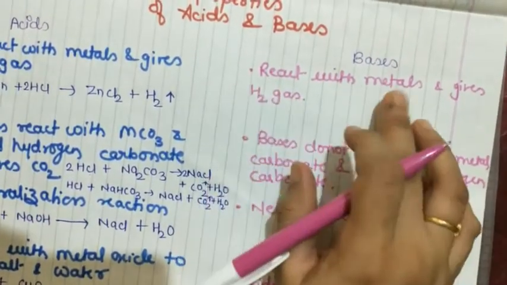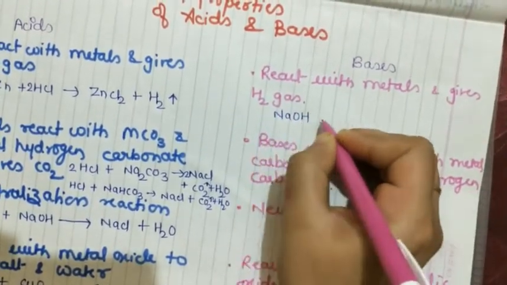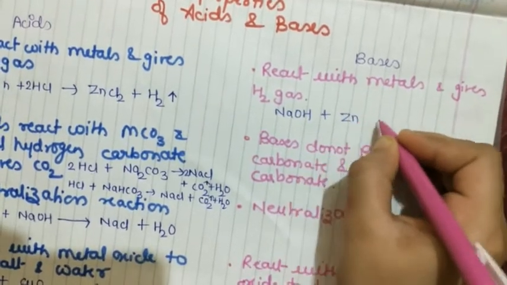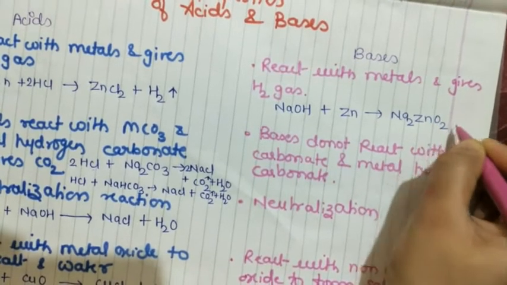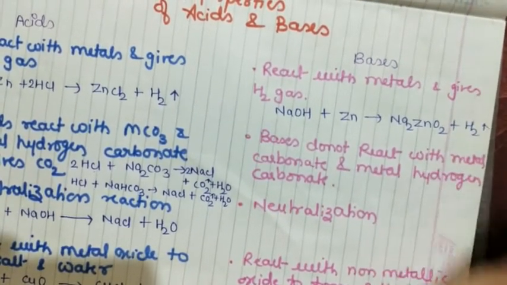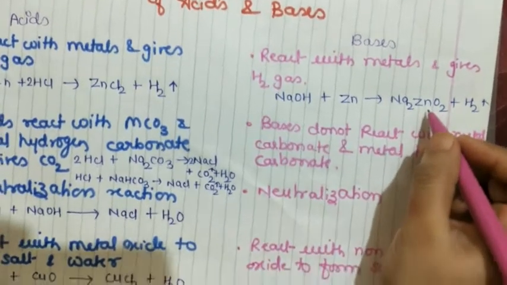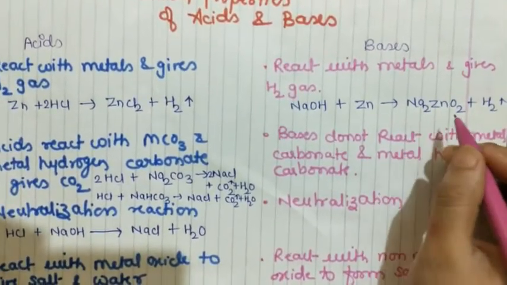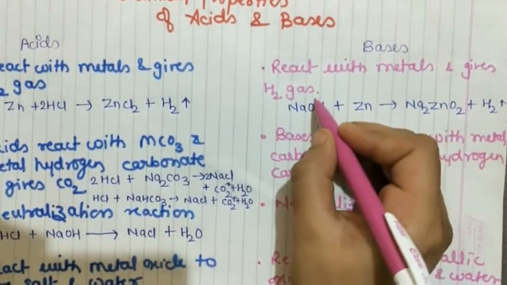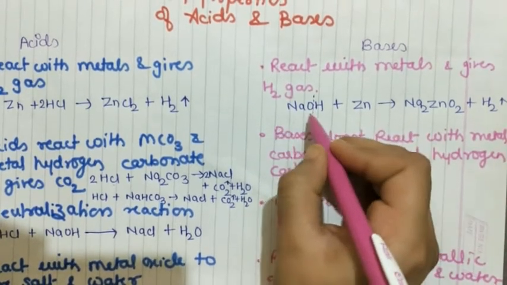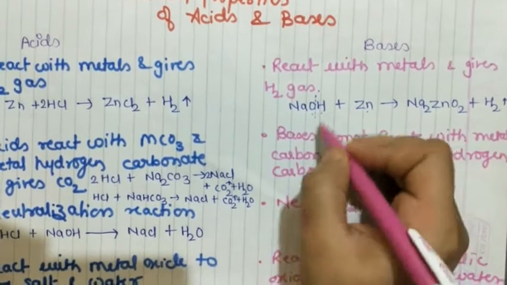The bases also react with metals to give hydrogen gas. Let's check with an example. If we talk about zinc, then we will get Na2ZnO2 and H2 gas released. How do you know that it is sodium zincate? What is the name of this compound? That is sodium zincate. How do you know that this is formed? Because Zn reacts with this part. This is the anion part, this is the cation, so they both will combine and hydrogen will be moved out.